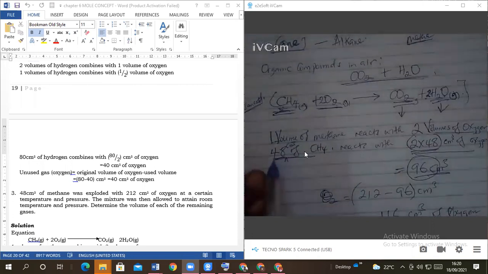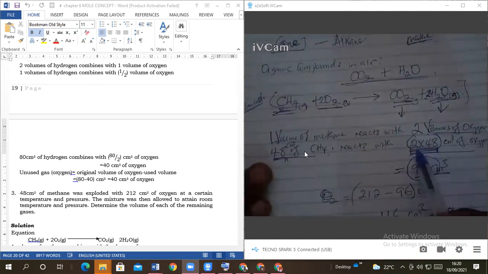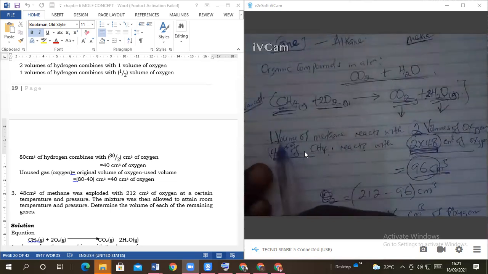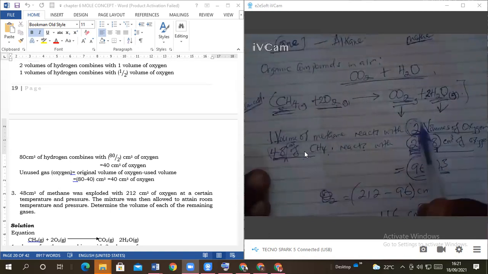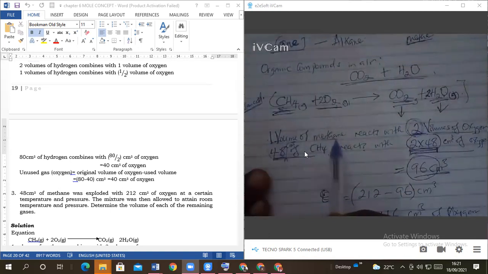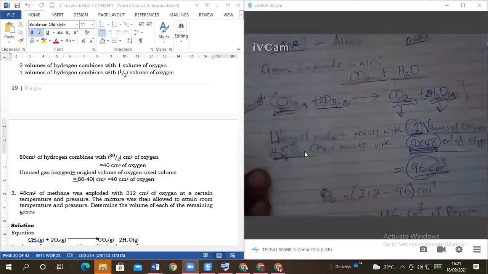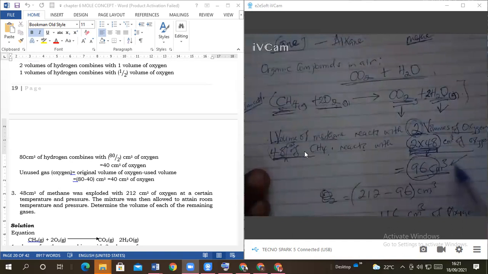Now, they have told you that only 48 cubic centimeters of methane reacts with what according to the equation? It becomes 48 of methane times this. You want to know the exact volume of oxygen that was used. You get it? Yes. So the exact volume of oxygen used was 2 times 48, the volume of methane. From the simple ratio we have, it is 1 to 2. So the oxygen used is twice the volume of methane used. So if you have the volume of methane, use it to find the exact volume of oxygen that was used.